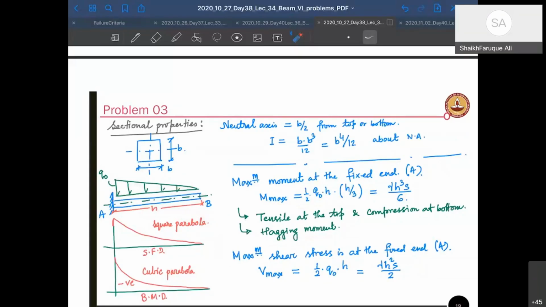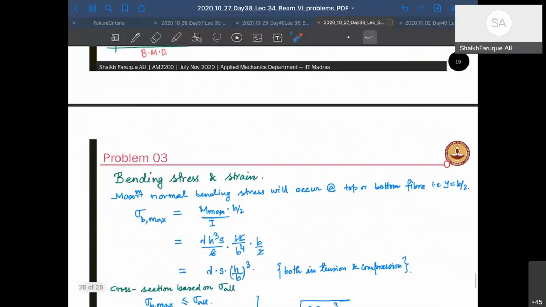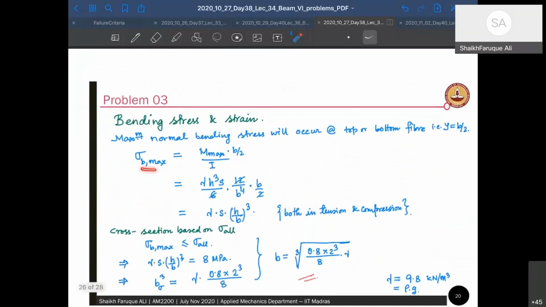So maximum shear also you can find out. Once you know those values, for your maximum bending stress, you can find sigma B max is M max by I into B by 2, because in the top layer it will be B by 2 from the neutral axis. It's a square section, so the neutral axis passes through the center, and you can calculate it. Now you know that the maximum bending stress should be less than allowable. So if you do that calculation, you get your B to be something like this. You do the calculation, right? Now you have to check whether this B is okay for shear or not. If it is not okay, then you have to design again for shear.